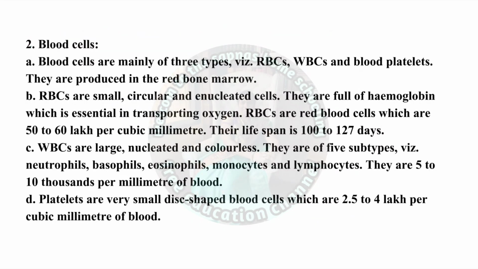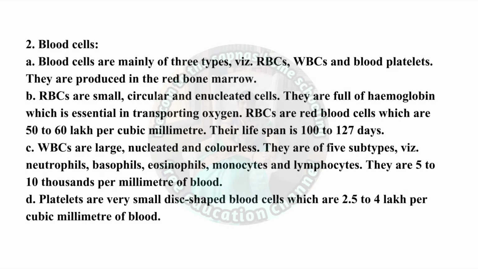Blood cells. Blood cells are mainly of three types: RBCs, WBCs, and blood platelets. They are produced in the red bone marrow. RBCs are small, circular, and enucleated cells. They are full of hemoglobin, which is essential in transporting oxygen. RBCs are red blood cells, which are 50 to 60 lakh per cubic millimeter. Their lifespan is 100 to 120 days.